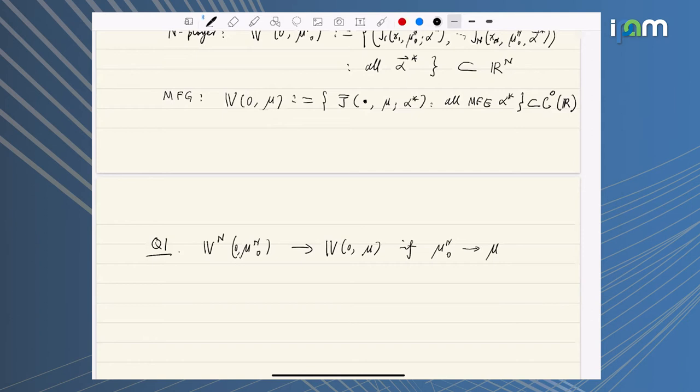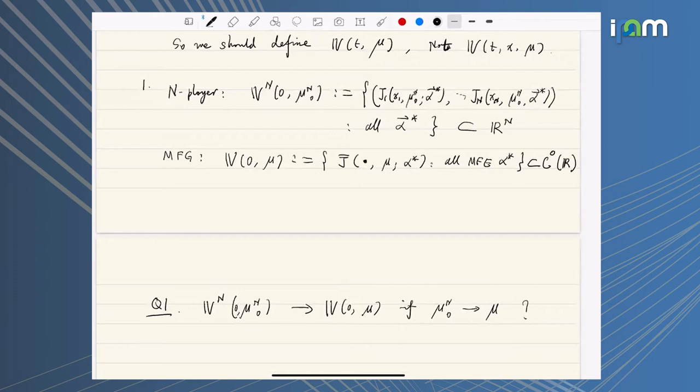Yeah, so that's a very legitimate question. Once I define this, of course, there are technical issues to consider, like this is in Rn, this is in C0, but you can do the linear interpolation, that kind of thing. It's not a serious issue, okay? And also the convergence of the set, in what sense, et cetera. But let's skip the technical part. That's the general idea. I want to know whether the value converges or not. Does the value converge to the mean field gain when I consider all equilibriums?